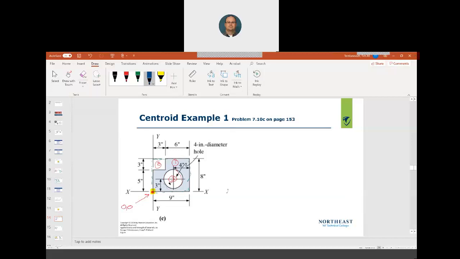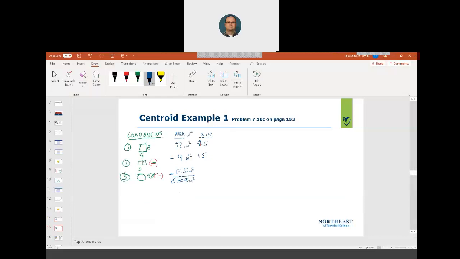So we got our circle. We know it's 4 inches from this end, so that means it's 5 from this end, because we always want to measure from 0, 0. 5 to here plus 4 will give me 9, so it's 5. Now we're going to take our individual areas and multiply by our distance, and that'll be inches cubed. So I take 72 times 4.5, and that's 324.